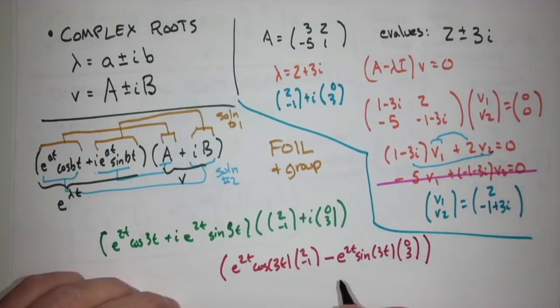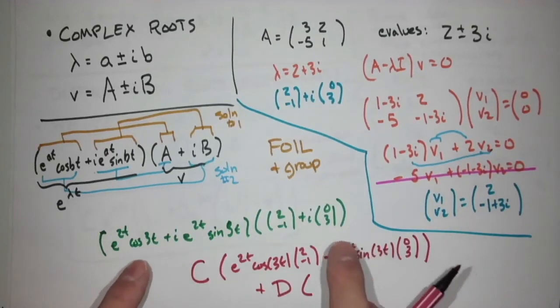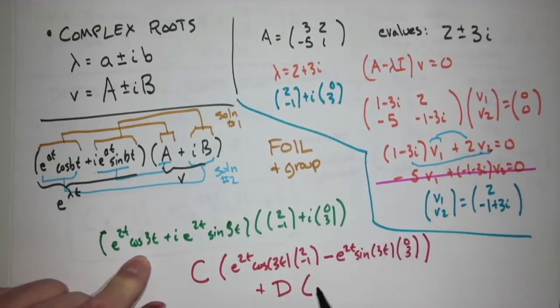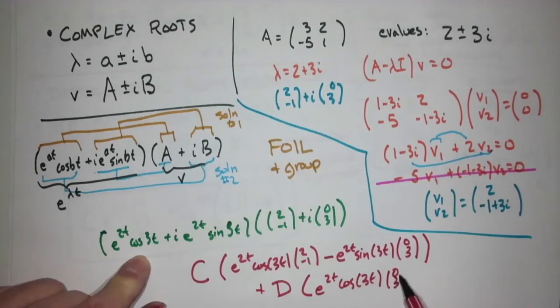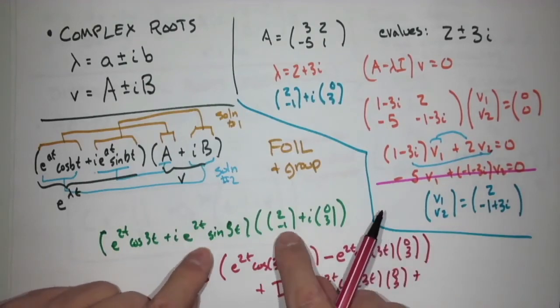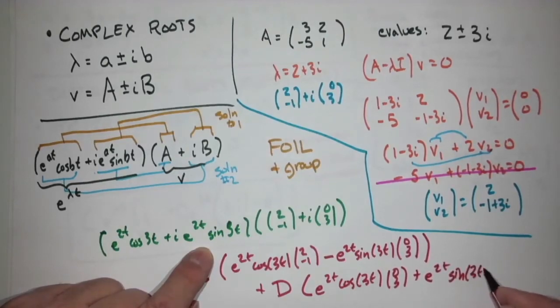Okay. That's solution number 1. We'll throw a constant in front, plus some other constant. Now the imaginary parts: e to the 2t cosine 3t (0, 3), plus e to the 2t sine 3t (2, minus 1).